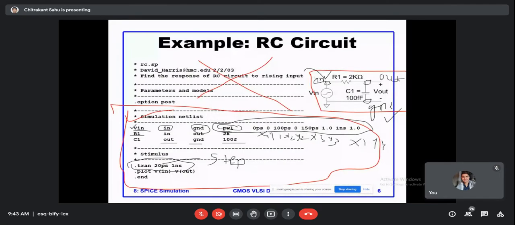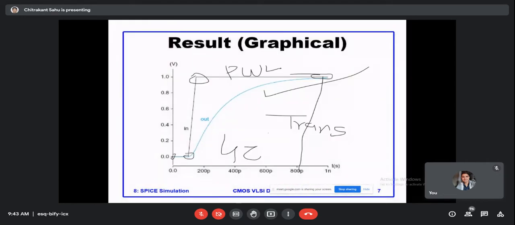So what is the value of R here? 2K. And what is the capacitance? 100 femtofarad. So multiply, how much will it be? 200 picosecond. So RC is 200 picosecond. So how much time will the capacitor take to charge? 4 time constants, so approximately 800 picosecond. So you can observe here that it will take 800 picosecond to reach its final value. Clear? So this way you can correlate.